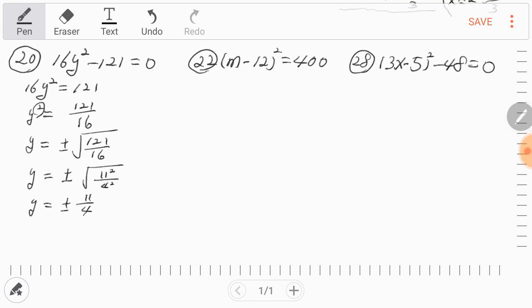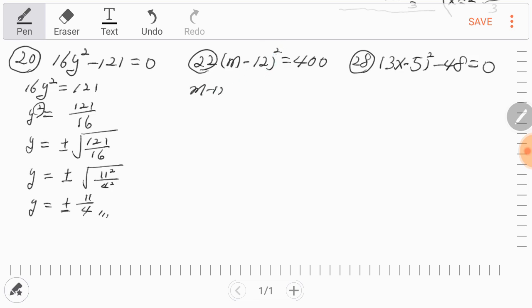11 over 4, because the square root of 11 squared is 11, and the square root of 4 squared is 4. So one is positive 11 over 4 and the other is negative 11 over 4. Okay, the next one, here is the square, so the base is m minus 12.